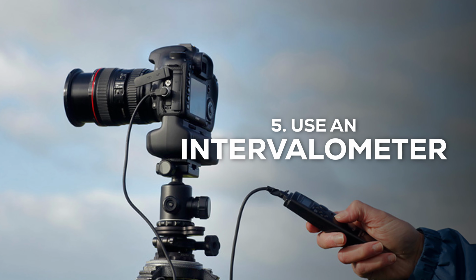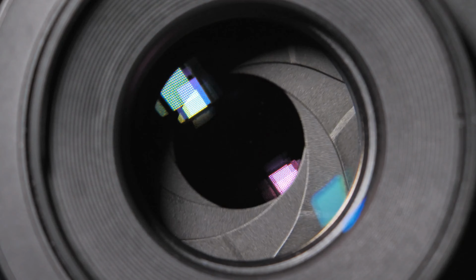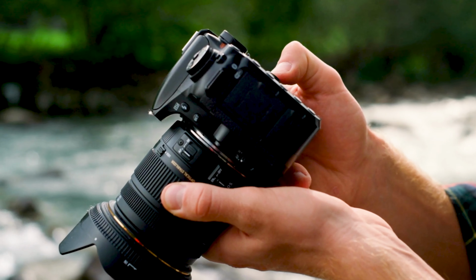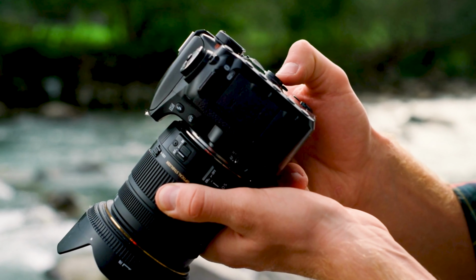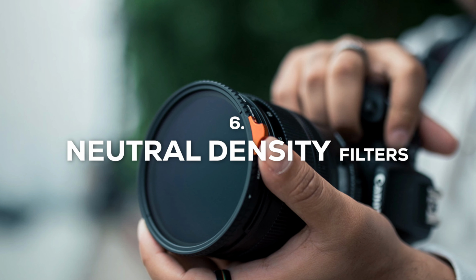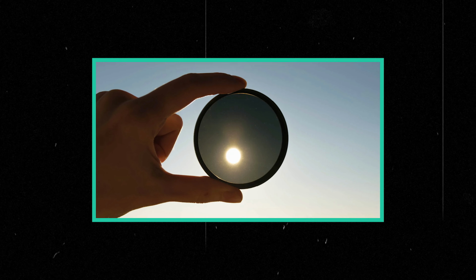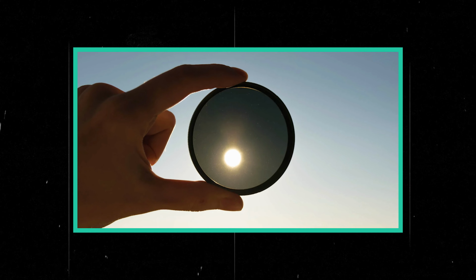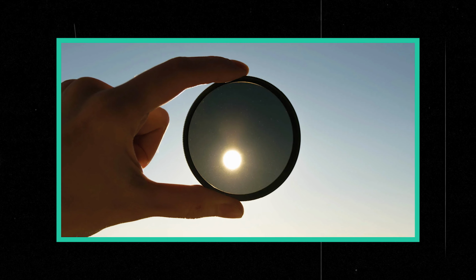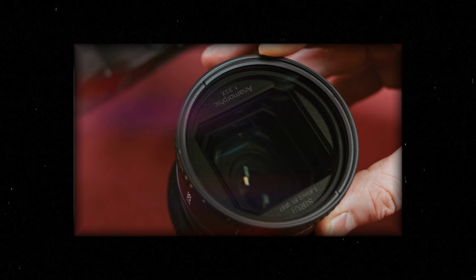5. Use an intervalometer. This is a device that helps you trigger the camera shutter at preset intervals. Now, most new cameras come with the intervalometer function built in, but if you're using an older model, it's quite likely you'll need an external one. 6. Neutral density filters. ND filters act like sunglasses for cameras. They let you change the amount of light entering the lens without changing the color of the light. Simply put, you can take a long exposure even during bright daylight.